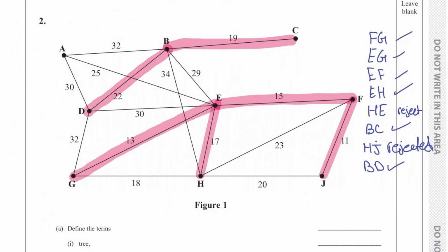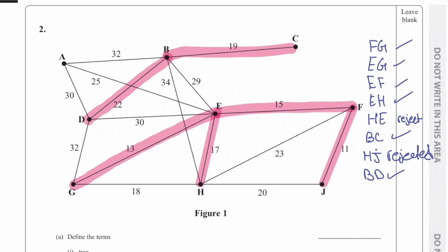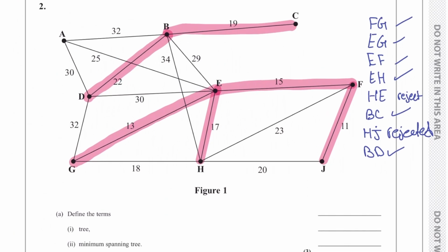And then we want to look again. What's greater than 22 over here? We got FH over here, which is 23. So this is going to get rejected as well because it forms a cycle with EHF, forms a triangle. So this is rejected. HF, reject.